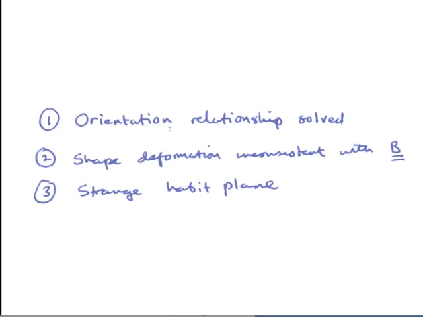Okay, and that's again summarized here, that we've solved the orientation relationship. The shape deformation is still inconsistent with the Bain strain, and we haven't explained why martensite chooses to form on very strange but reproducible crystallographic planes.